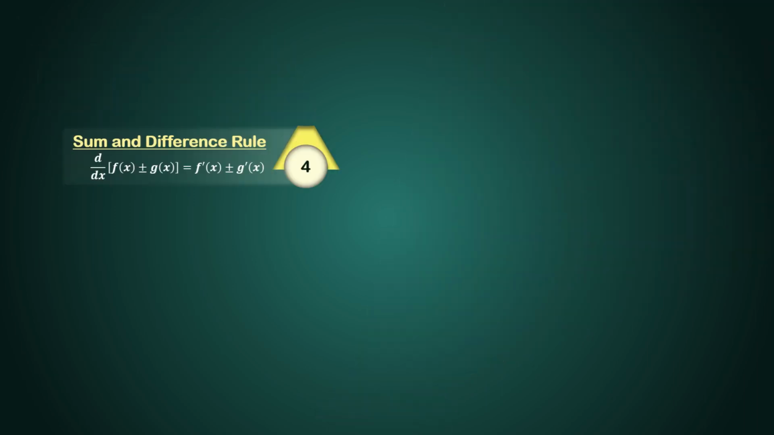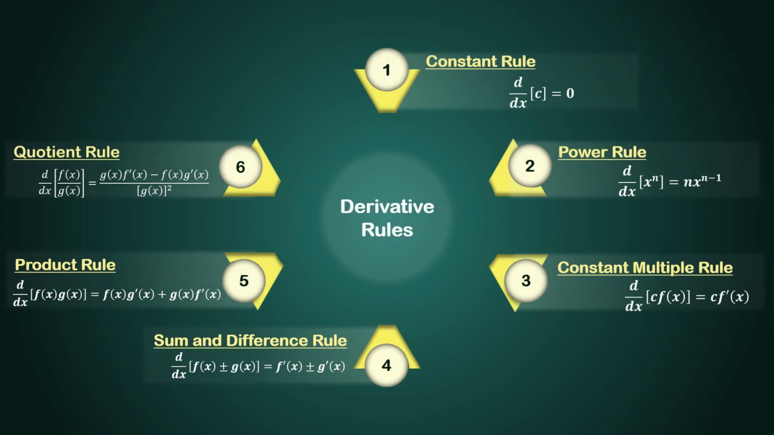There you have it. That is how to use the sum and difference rule of differentiation in finding the derivative of a function. Other videos will discuss the remaining basic rules of differentiation.